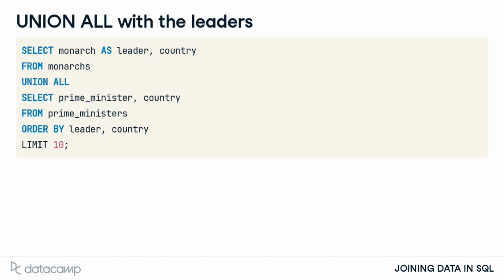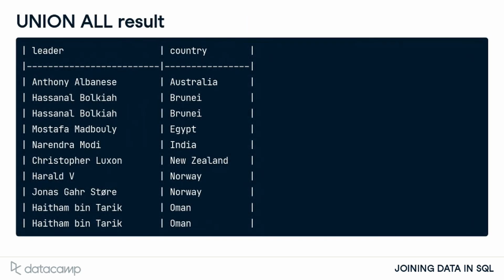This is where a union all is helpful. A union all will tell us if there are any monarchs who also act as prime ministers. The syntax for this is shown. After union all, Brunei and Oman are now listed twice.